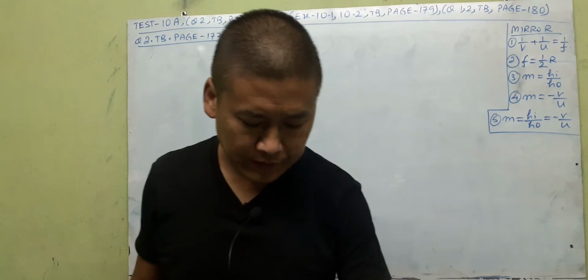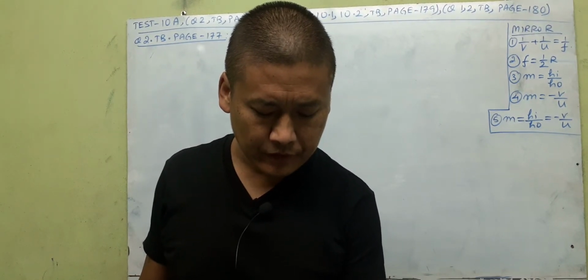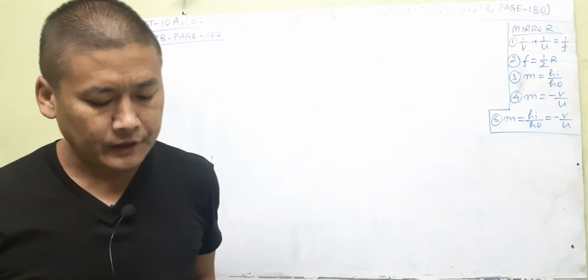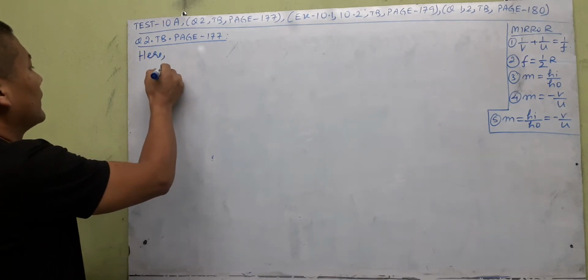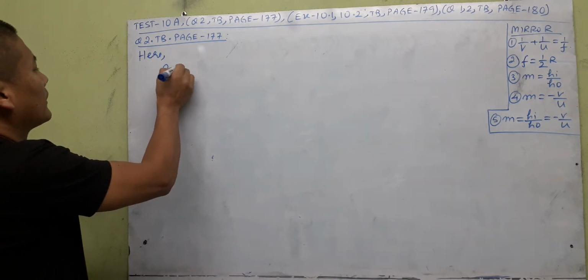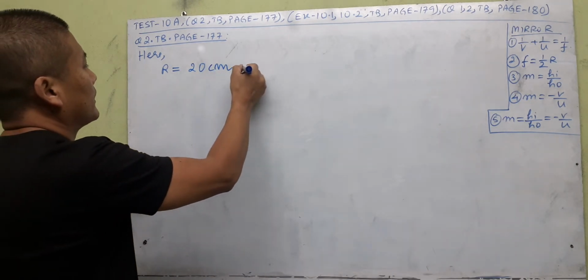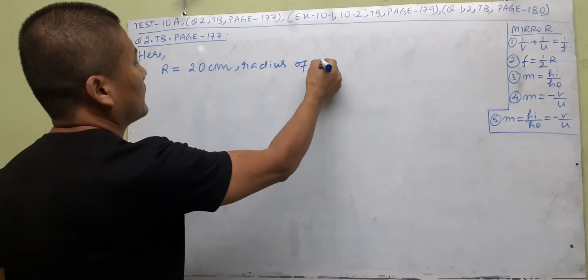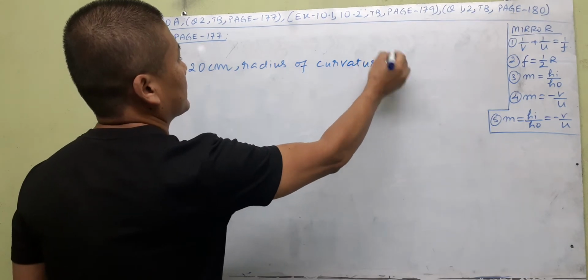Look into your textbook as I read. The radius of curvature of a spherical mirror is 20 centimeter. What is its focal length? So here, very clearly we see that R is equal to 20 centimeter, which is the radius of curvature. Okay, radius of curvature.